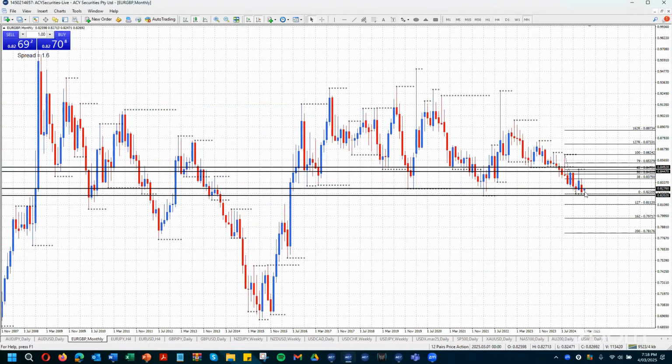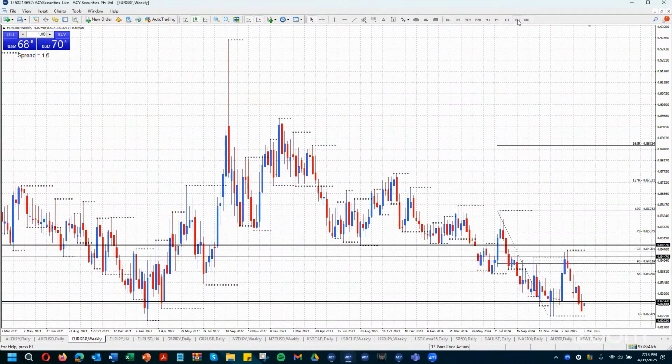Euro pound, which is not my favorite. Monthly trend is down. Lower bottom, lower top, but a 62% retracement. But we're back down into long-term monthly support here. I don't want to sell into there because last time we traded into the area, we bounced strongly up.